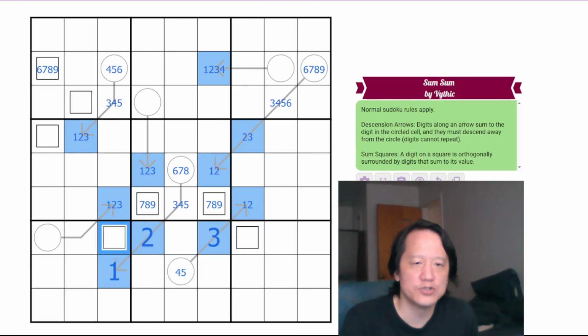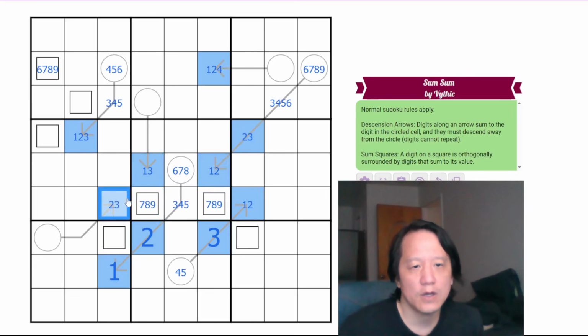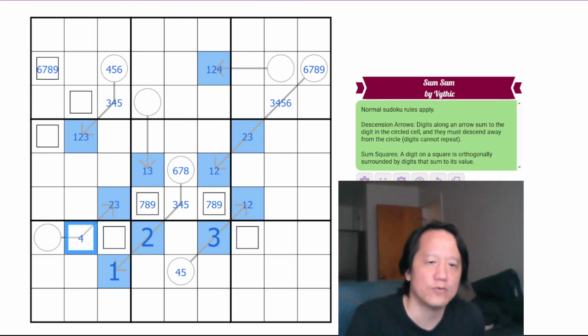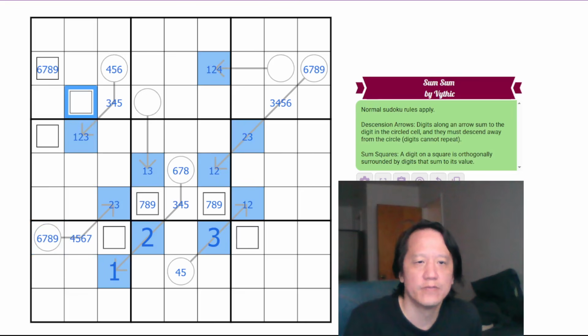So this is 1, 2, and we don't know what this is. This can't be 1 anymore because of 1 in the column. 2 eliminates 2 here. 3 eliminates 3 there. So this must be greater than 2 or 3, but it can't be 2 or 3, so this is at least 4. So 2 and 4 add up to 6. It could be 5, 6, or 7, with that being 7, 8, or 9. Okay.